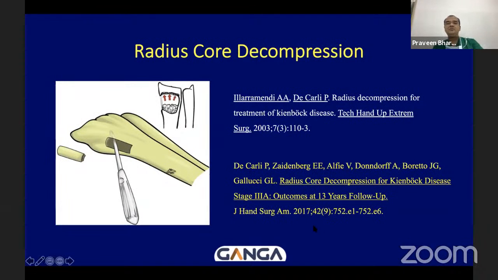Recently, in 2017, one more paper has come up which reports a 13-year follow-up of radius core decompression. And this again says the results were very good. But the important thing to note is all these patients are less than stage 3A. That is the tough thing about it, because 70% of our patients at presentation are already beyond 3A. So it becomes a very uncommon indication in Kienböck's disease.